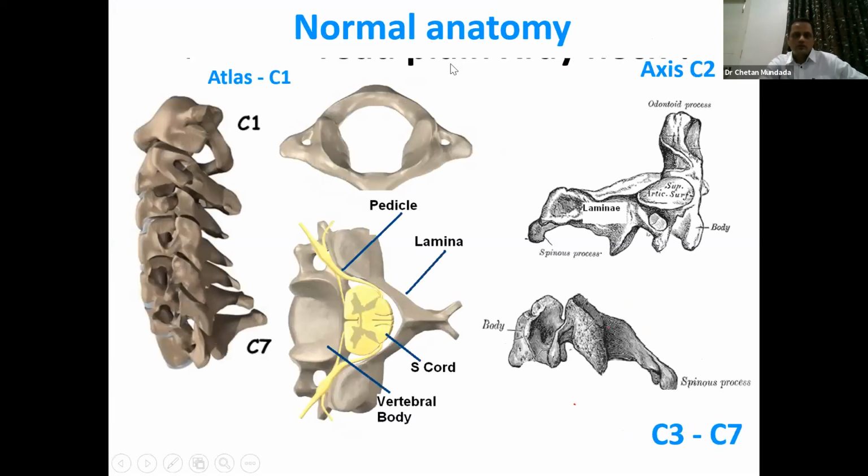So before we go further, we have to see how is the anatomy of the cervical spine. C1 is the atlas vertebra. It is a ring-shaped vertebra, and C2 is the axis where the odontoid process is going into the C1, and they all have a particular kind of alignment. And then the other vertebrae have a vertebral body.